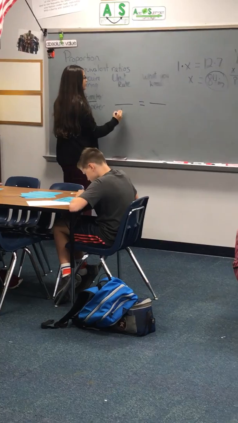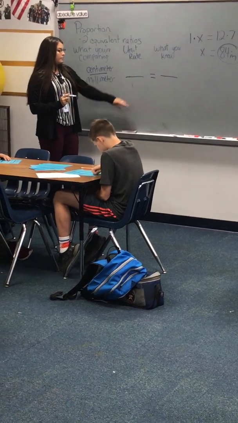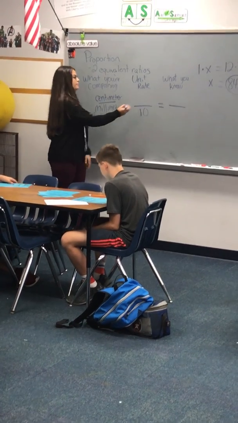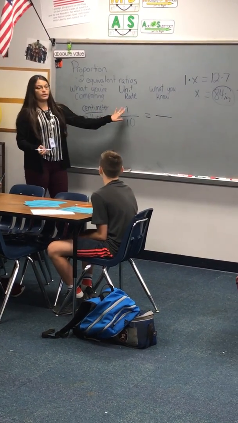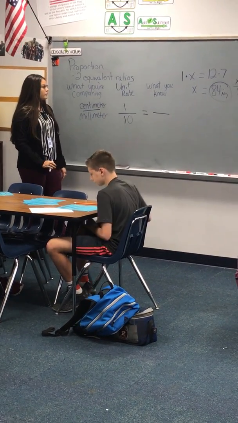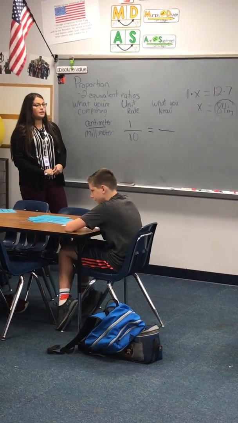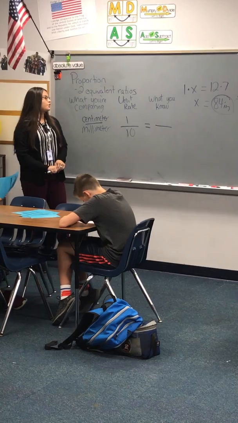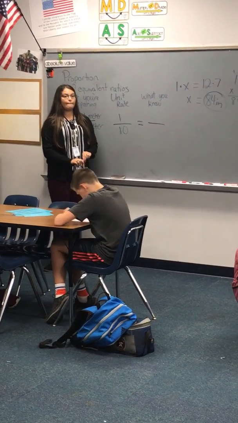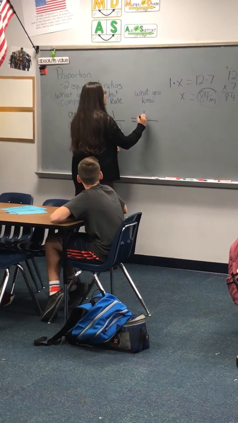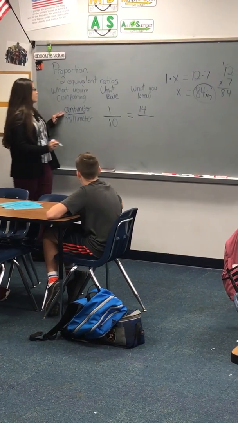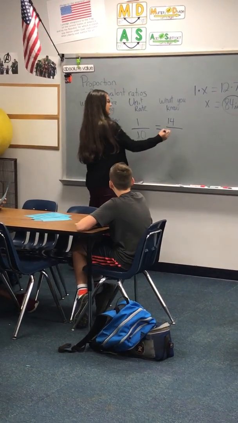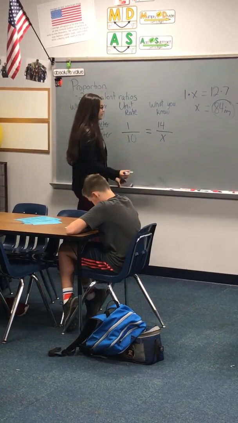We got 10. Where is the 10 going to go? It's going to go to the bottom to match with the millimeters. 1 centimeter equals 10 millimeters. And then the 1 centimeter there. Looking at our problem, what do we know? It's 14 centimeters. So where is the 14 going to go? On top. It's going to go on the top to match with our units. Centimeters are on top, millimeters are at the bottom. I'm going to put an X here.